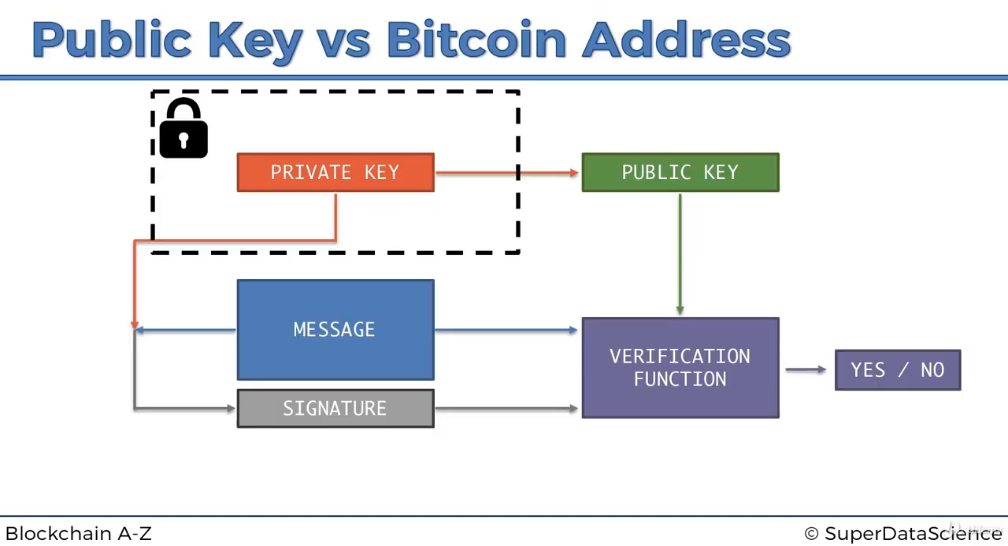So here's our diagrams up to now. We've got our private key, which generates the public key. The private key is used to create the message, and then together with the message, they create the signature. And then the public key, message, and signature all go into the verification function to get a yes/no answer.